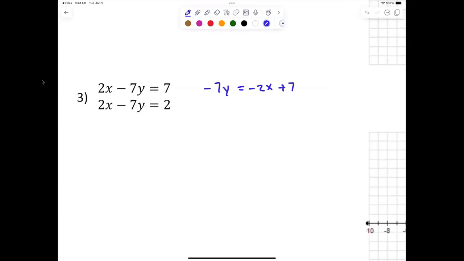Trying to isolate the y. Divide by what kind of 7? Negative 7. Two over 7x minus 1. All right. Now I do see my first little typo. This is supposed to be 21, not 2. So everybody make that a 21, please.